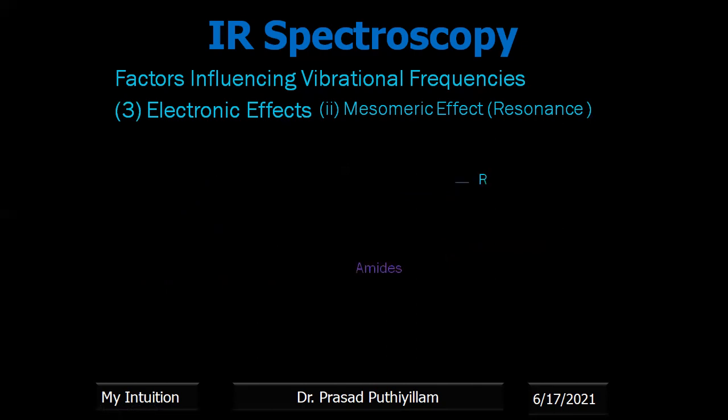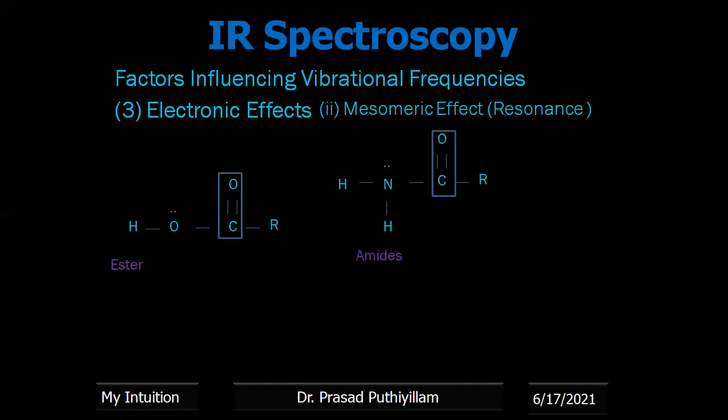More examples: if you take amides, that is RC double bond O single bond N with a lone pair of electrons, NH2. That is the general representation of amides. It is compared again with the ester. Ester we already saw, C double bond O single bond OR. So in both cases, we are discussing the vibrational frequency required for the stretching of C double bond O. So that is carbonyl stretching.